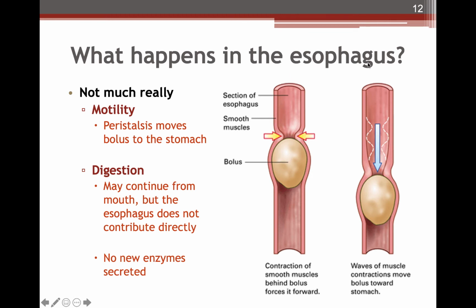Well, it goes through the esophagus. But not much really happens there other than motility. This is where peristalsis occurs, where you get this wave-like squeezing motion, forcing this bolus of food down towards the stomach. And so this squeezing at one section, and then the next, propels the food down to the stomach. Digestion could continue from what started in the mouth, but the esophagus does not really contribute to anything directly. It doesn't release any new enzymes into the digestive tract. So think of the esophagus just like a muscular tunnel that squeezes the bolus of food down, plop, into the stomach.